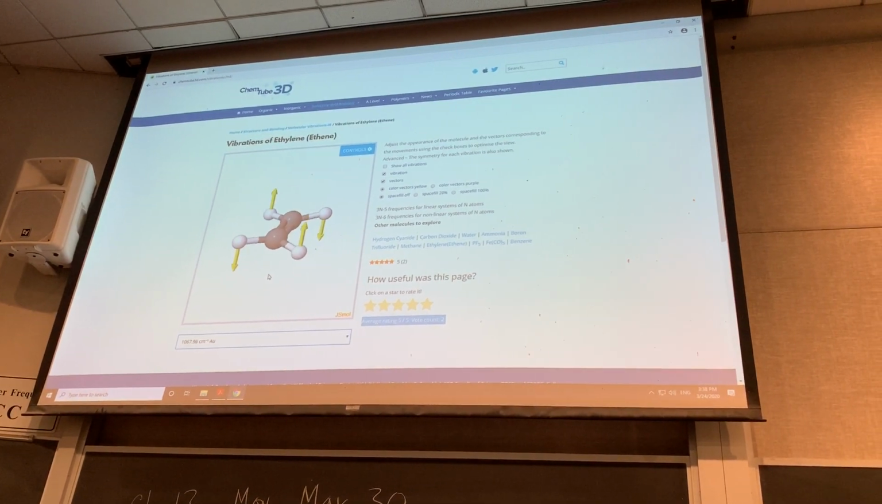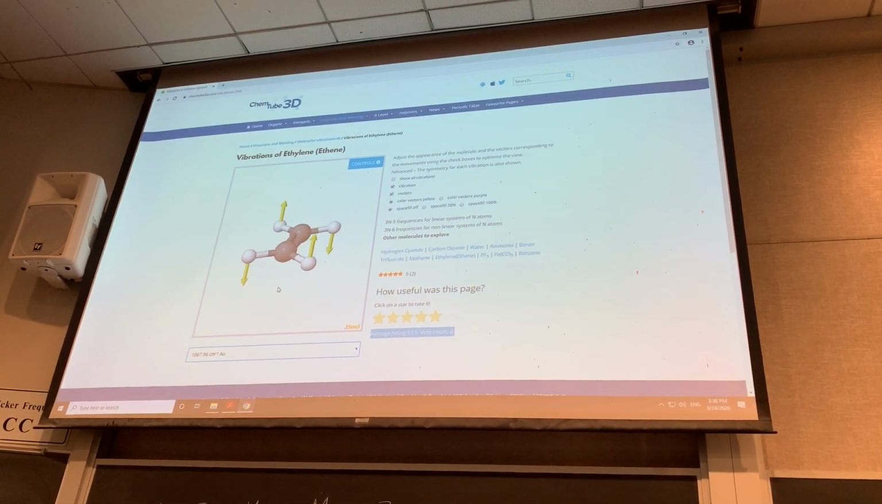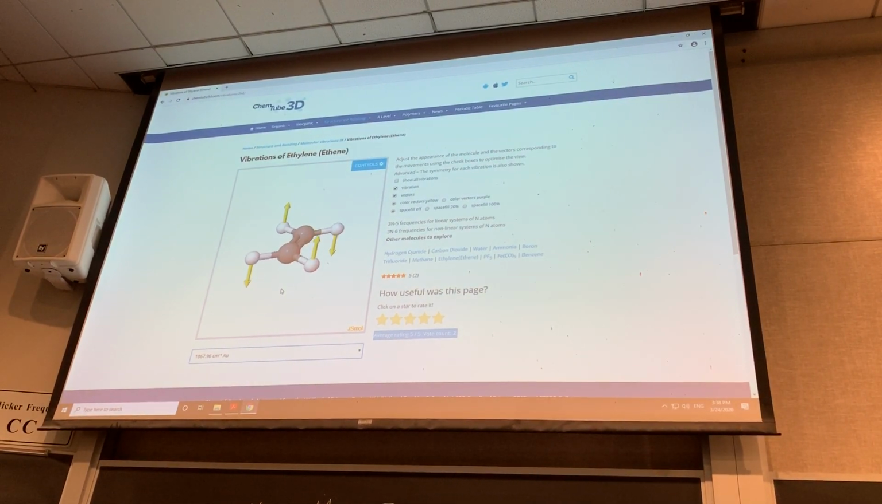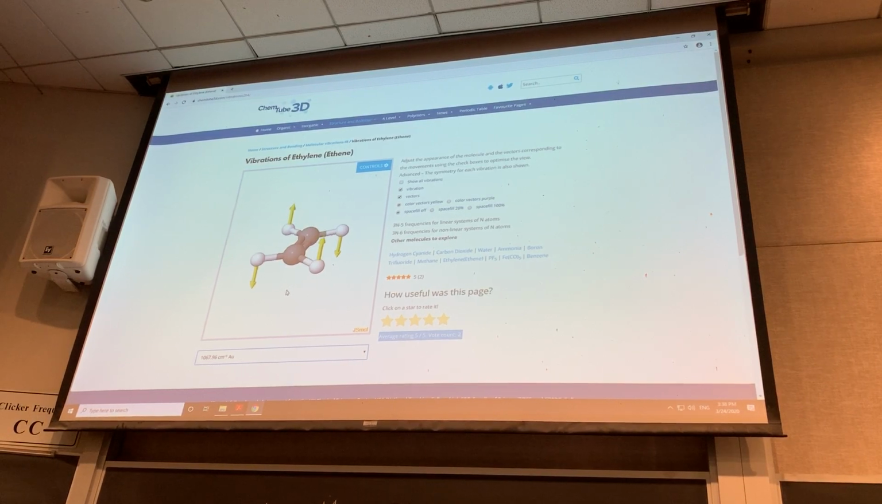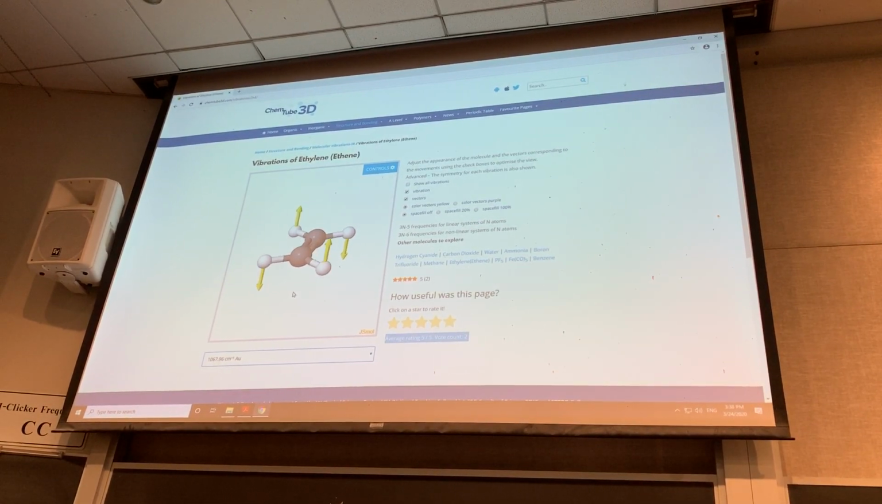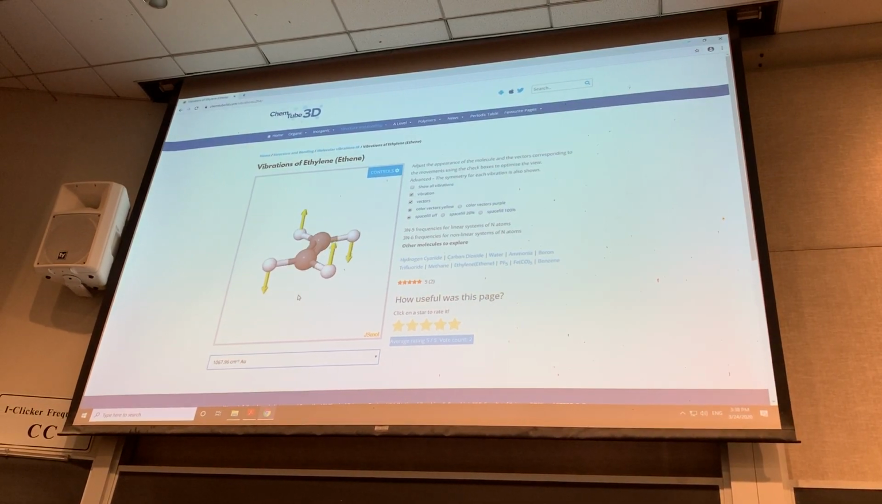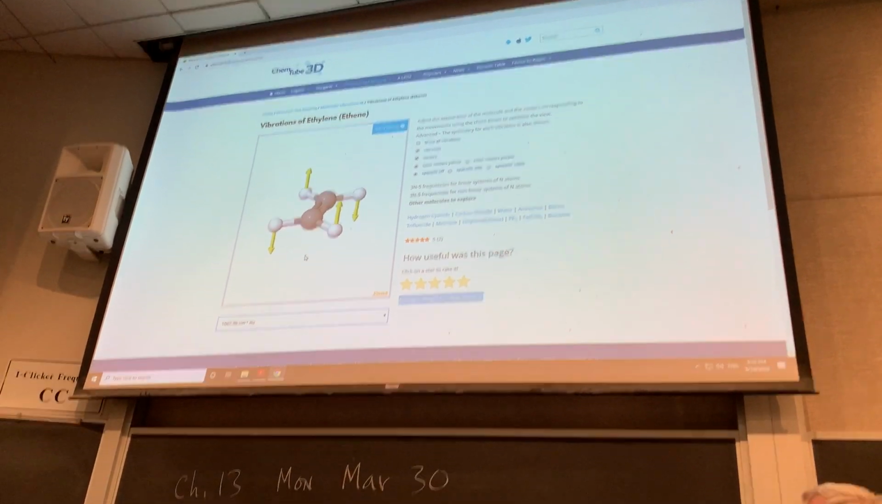All right, we are dancing here today, it looks like, so it must be a new topic. You see one of the vibration modes in the infrared spectrum there for ethylene. This will be the topic of chapter 13 here.